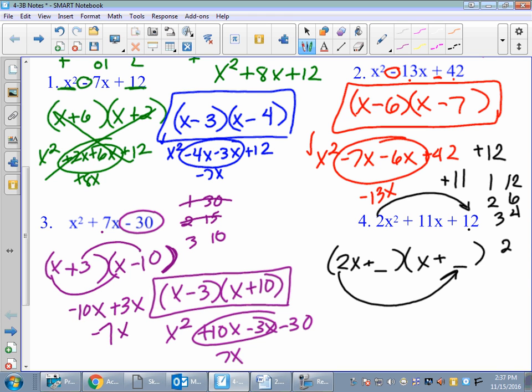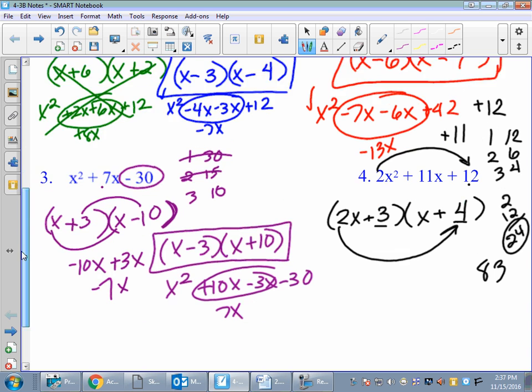So you have to consider that 2 when you're doing these. So when you look at this and you're trying to guess and check, how am I going to get 24 out of this and 11? The 2 numbers that come to mind are 8 and 3. So I'm going to put my 3 here, and I'm going to put my 8, but I can't put 8 here. I got to put half of it, which would be 4. I'll get my 8 when I do my outer and inner.